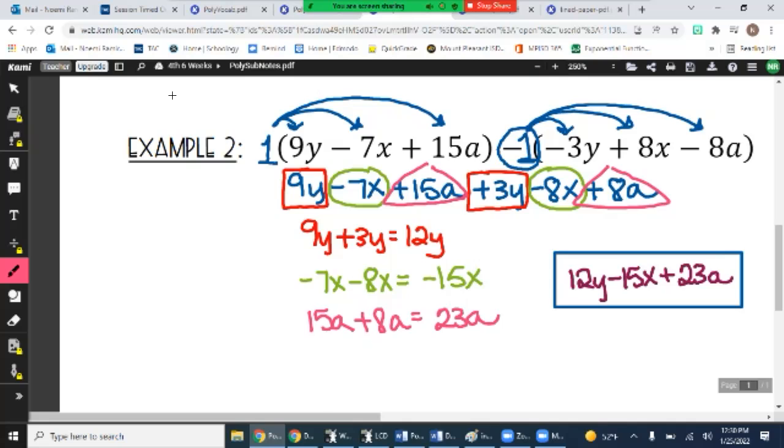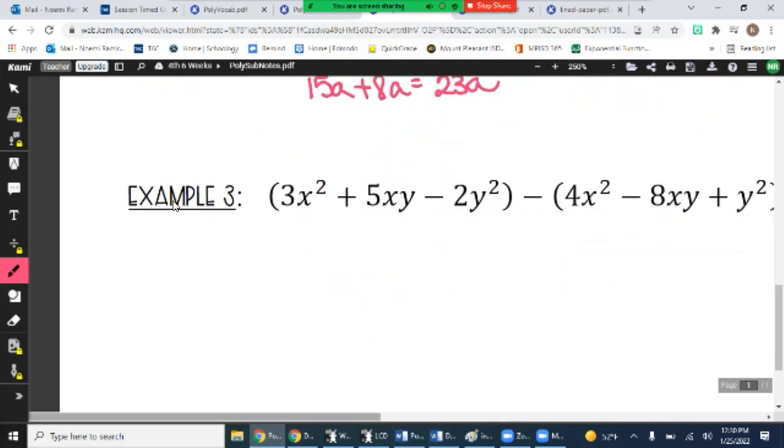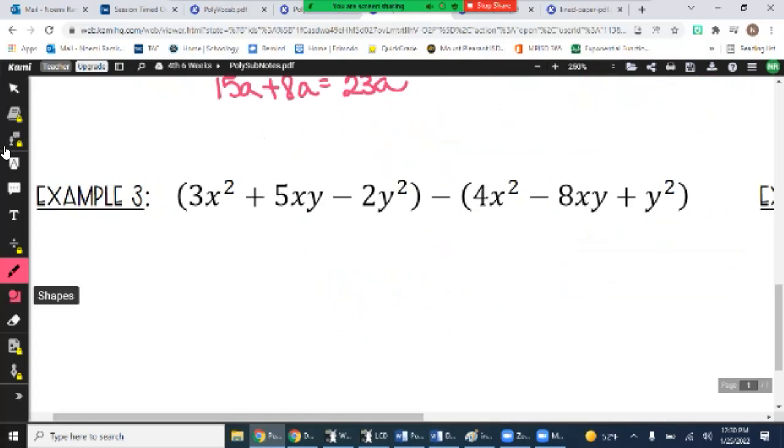All right, example 3. What are we subtracting? 2 what? Mono, bi, tri, poly? 2 trinomials. Trinomials. There's still 3 terms in each. Go ahead and put your 1 and let's distribute.